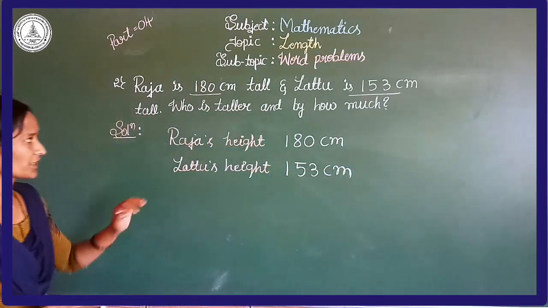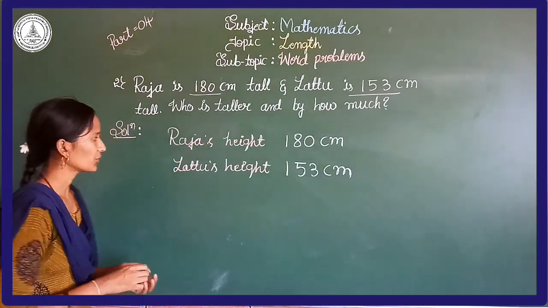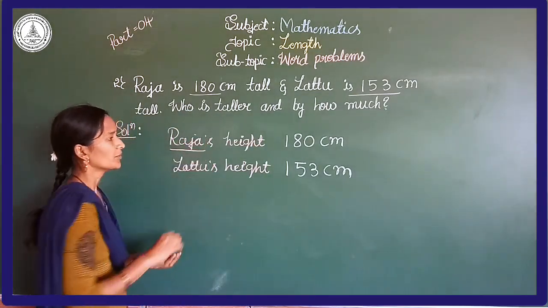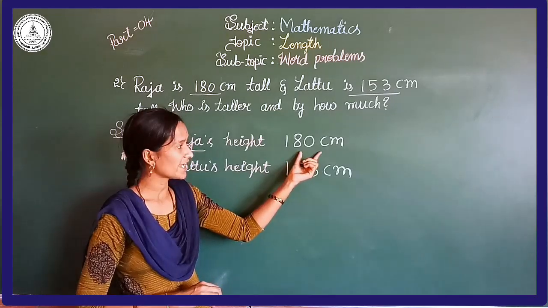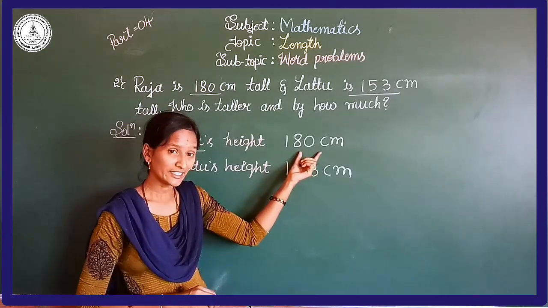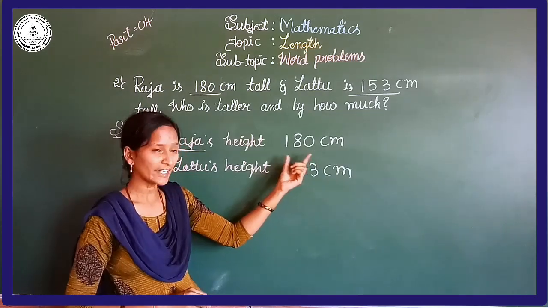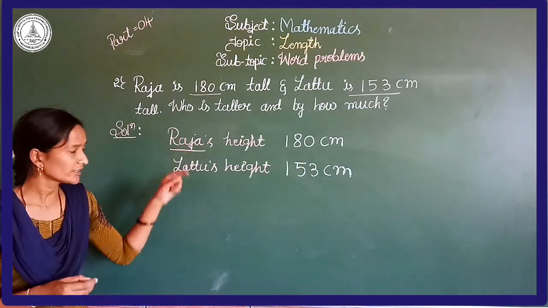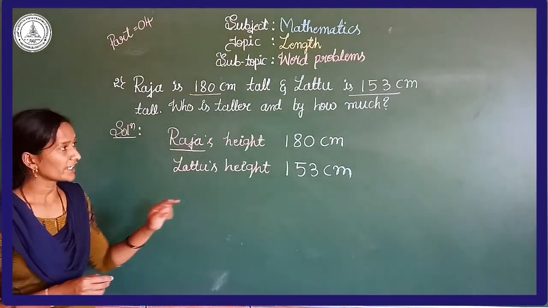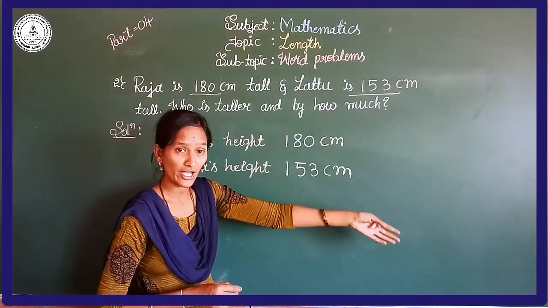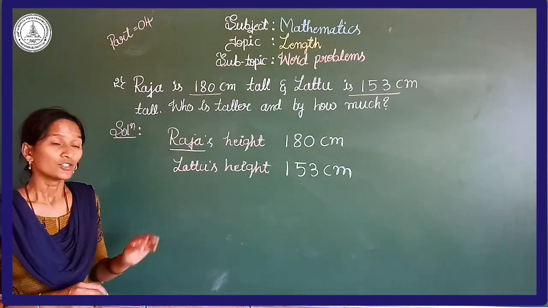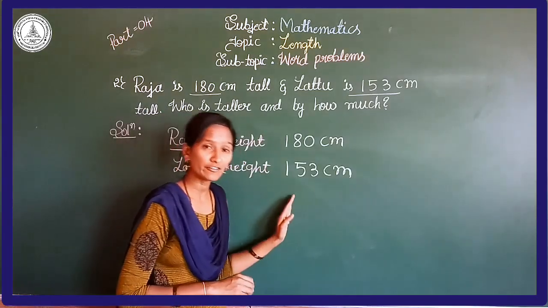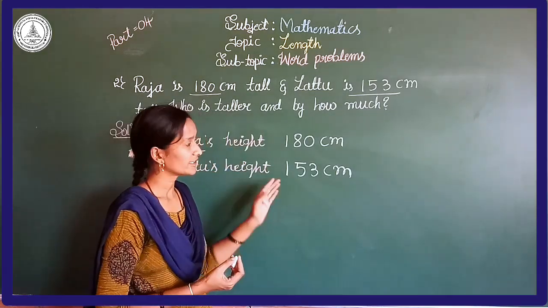So, next, the question is who is taller? Already you know Raja, right? Because he is a tall man. He has 180 centimeter. It is a big number, right? Raja is a tall boy compared to Lattu. So next question is by how much? By how much Raja is taller than Lattu? So you have to find out the difference. Then you are getting the answer.